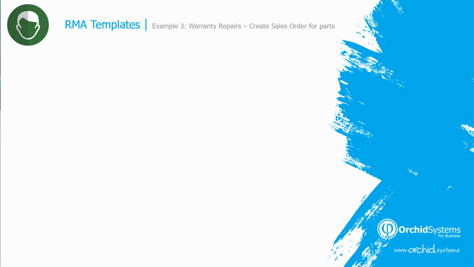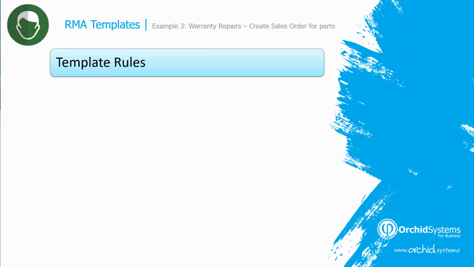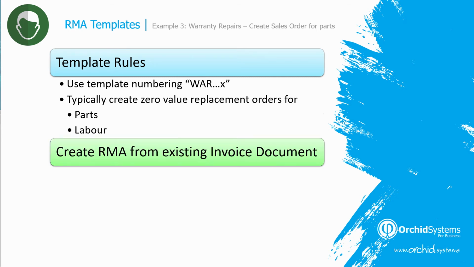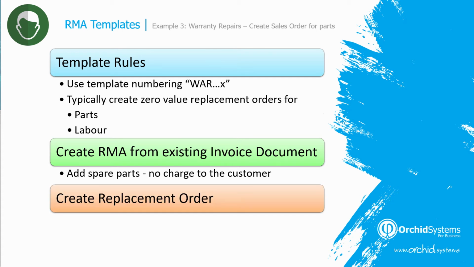The next template code we're going to look at is one for warranty repairs, where you're going to create sales orders for the parts and labor. On our template rules, we're going to use the template numbering WAR, and from a warranty repair, we're typically going to create zero value replacement orders for parts and labor. We're going to create the RMA from an existing invoice document, and we're going to add spare parts at no charge to the customer. And from there, we're going to create a replacement order to ship and invoice, albeit at zero value, the spare parts and the labor.